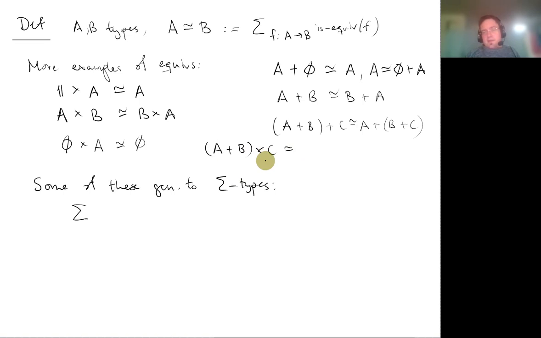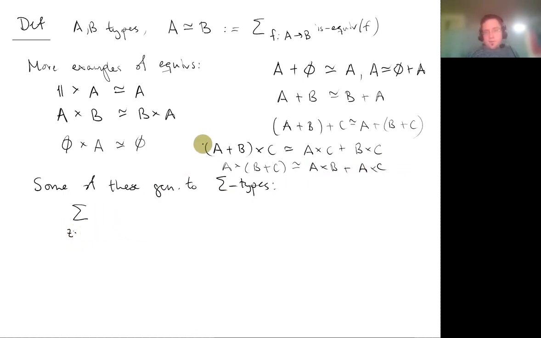So that's a pair where on the left you either have an A or a B, and on the right you have a C. So really, you either have an A and a C, or you have a B and a C. That works out. And likewise on the other side. So A times (B plus C) is equivalent to A times B plus A times C. And it's these distributive laws I want to have some versions of for sigma types.